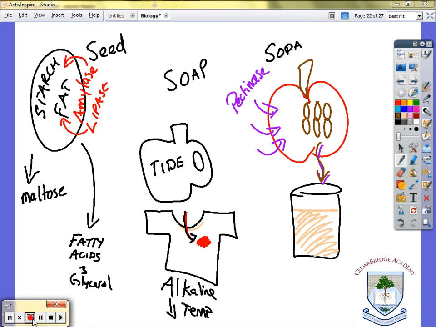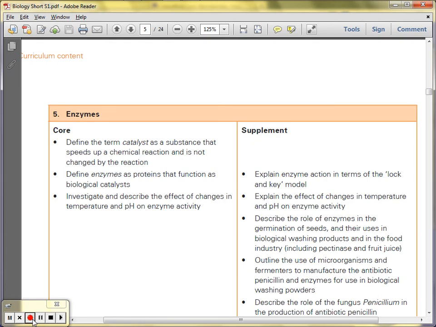Alright, so let's go back and check what we've covered. Define the term catalyst, bang. Define enzyme, bang. Investigate and describe the effect of changes in temperature and pH on enzymatic activity, done. Explain lock and key, done. Explain the effect of changes in temperature and pH on enzyme activity. Please note there's a difference between these two. One says investigate and describe, and one says explain. So in this one, you just have to draw the graph, and on this one, you have to say why the graph looks like it looks.